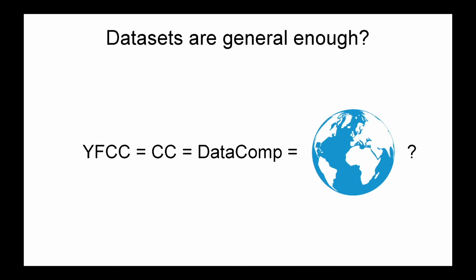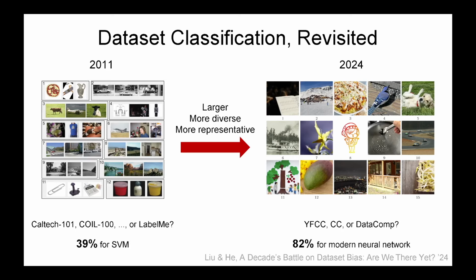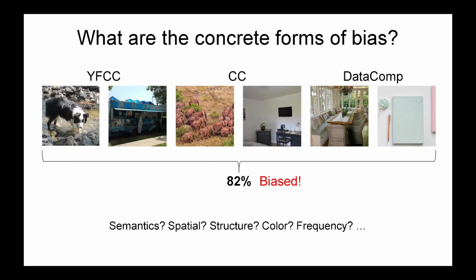Given how comprehensive these modern datasets are, we wonder, are they general enough to represent the universal visual world? Back in 2011, Torralba and Efros proposed the Name That Dataset experiment, which is a classification task where SVMs are trained to predict the dataset origin of images. The datasets back at the time turned out to be classified very well, with 39% accuracy for 12-way classification. A decade later, Liu and He revisited the problem and found that modern datasets can still be classified accurately by modern neural nets. This shows us that these large-scale datasets are still very biased. But the question remains, what are the concrete forms of visual bias among these datasets?